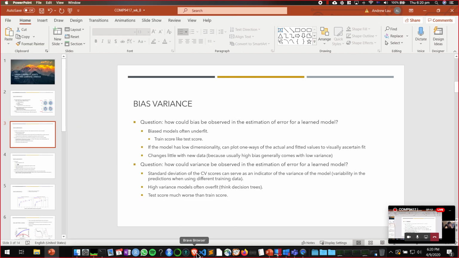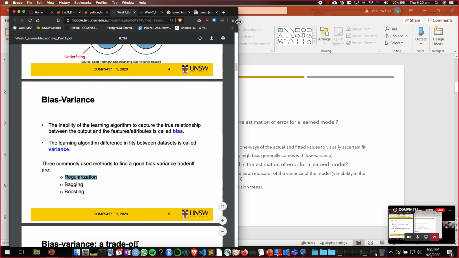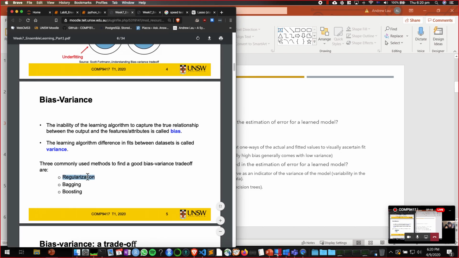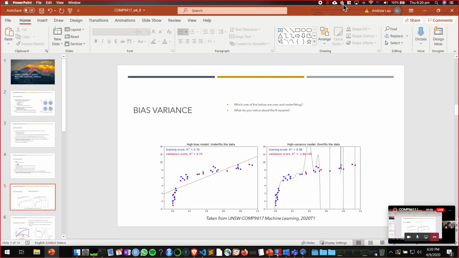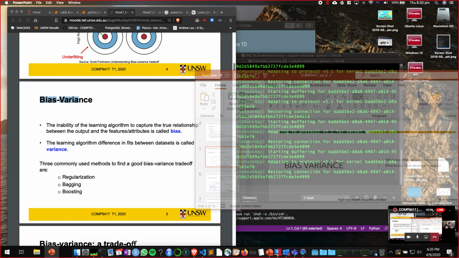Cool. So that is one way to improve your bias variance trade-off. And I'll show you a graph, let me move that to the side here, which shows this concept a little as well.